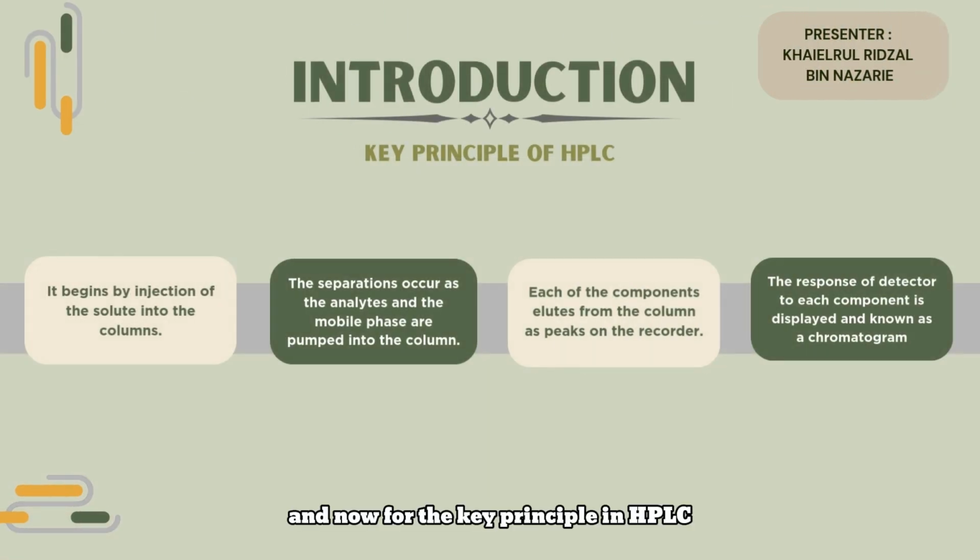And now, for the key principle in HPLC, it begins with the injection of the sample into the column, and then the separation occurs as the analytes and mobile phase are pumped through the column. Each of the components that elutes from the column is recorded as a peak on the computer. And lastly, the response of the detector to each component is displayed and known as the chromatogram.